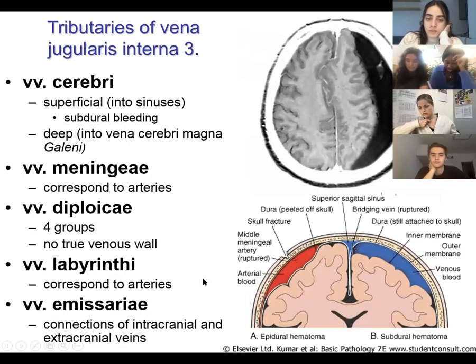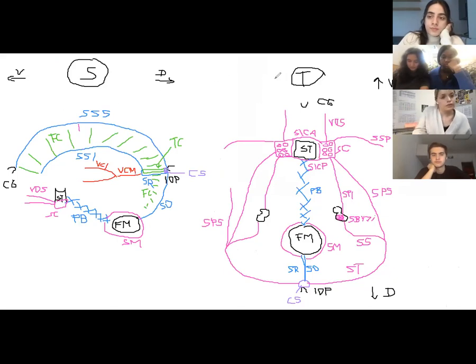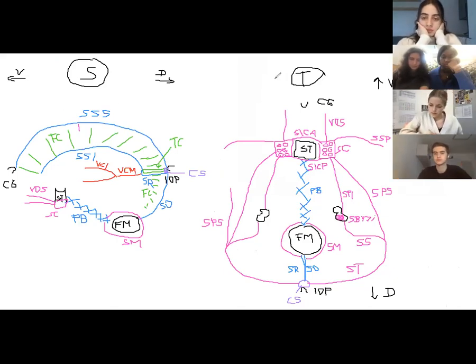Well, so this was for sinuses. And now all the other intracranial tributaries. So cerebral veins. We have superficial and deep. We have talked about the great cerebral vein, which drains into the sinus rectus, the straight sinus. But we have not talked about the superficial ones. So we have to draw the superficial ones here. The superficial ones drain directly into the sinuses.